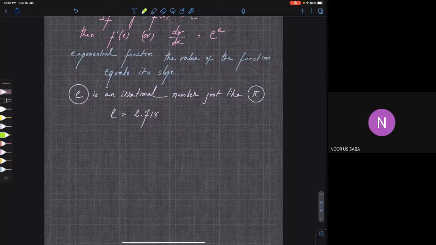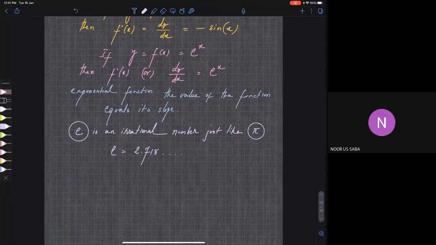The story of e is very big. To understand e, it will take some time. So we'll leave it now, but I'll tell you someday what e is. Okay, clear? Okay, next.